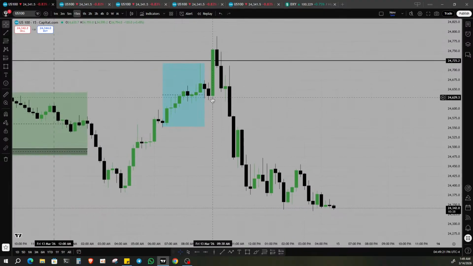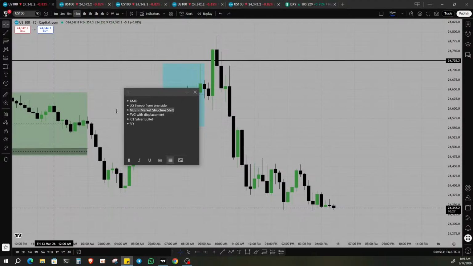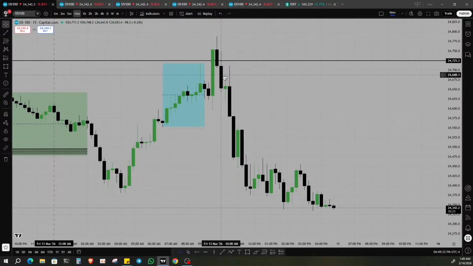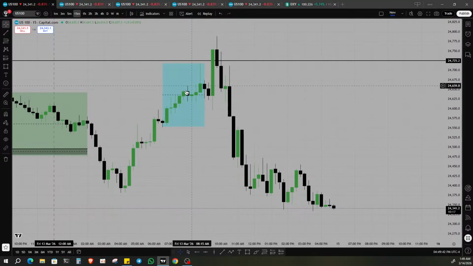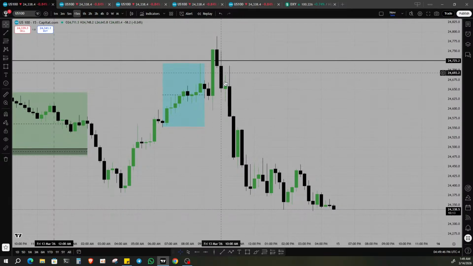So what happened here? Took this side liquidity, and then what we need is to wait for 10 a.m. to drop some retracement. Market structure shift happened here. This was the liquidity sweep. This was AMD. This was A, this was M: accumulation, manipulation, and this was again distribution starting from this point.